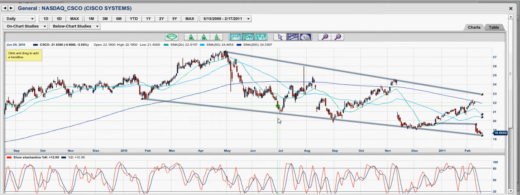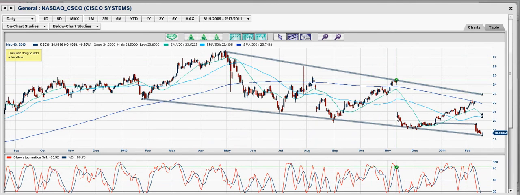Let's go ahead and look at Cisco. Cisco is another stock that I've been eyeing very closely. I feel that Cisco can be an awesome trade mainly because you see this chart trading towards the bottom of a multi-year channel, a channel between towards the beginning of 2010 and towards the beginning of 2011.